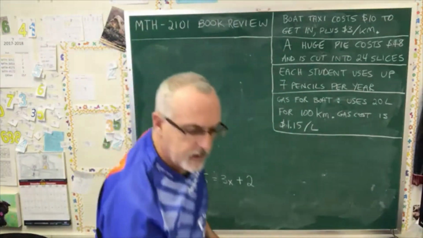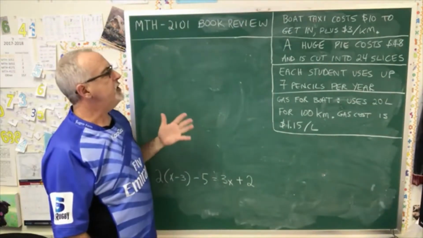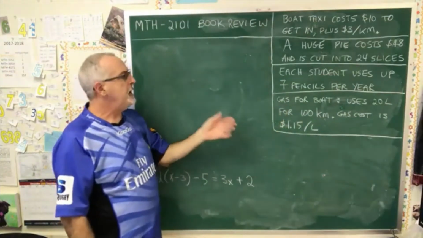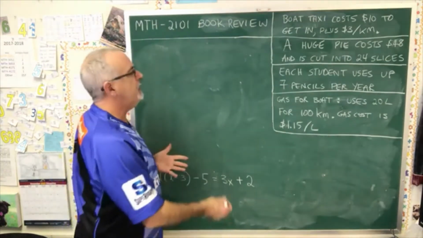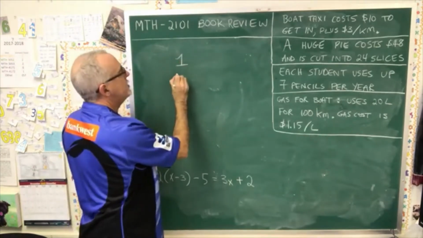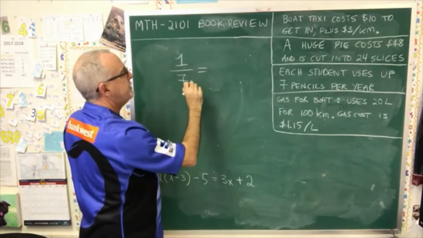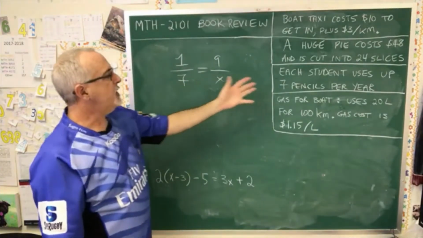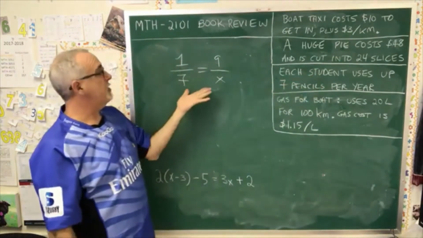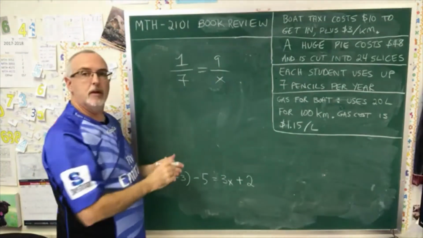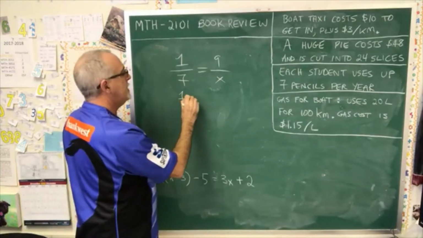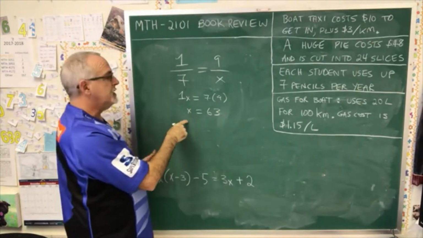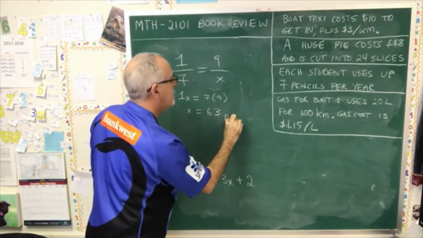The next thing on my list is about isolating a variable. I'd rather use a direct proportion situation, like for instance, each student uses up 7 pencils per year. To illustrate the isolating of a variable, well, if each student, that's one student, uses up 7 pencils, then how about 9 students? How many pencils will they use up? I took that information, I translated from English into math, and I created a proportion. The left side has to be equal to the right side, and I solved this with cross multiplication. 1x is equal to 7 times 9, which is 63. 1x means the same as x, and 7 times 9 is 63 pencils would be my unit of measure.